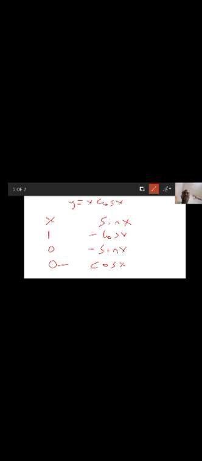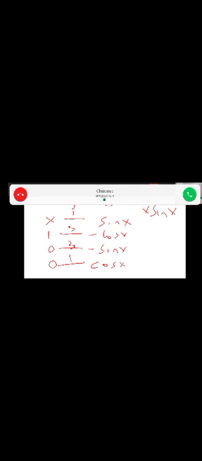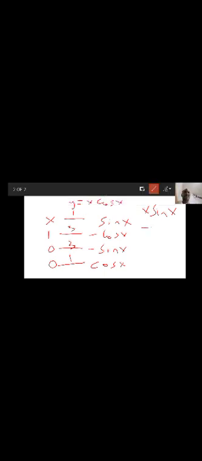So you can pair them this way, then apply your Pascal's triangle, which is 1, 3, 3, 1. Then multiply them. x times 1 times sin x gives us x sin x. Then 1 times 3 times minus cos x gives us minus 3 cos x. 0 times 3 times minus sin x is 0, and 0 times 1 times cos x is 0. So the answer to this question is x sin x minus 3 cos x.